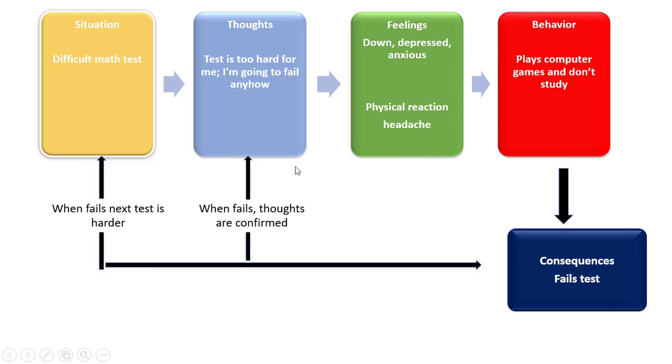Perhaps if Alfred had studied, he would have passed, but he will never know. He will take his failure as evidence that he would fail anyhow. And also, when he fails, the next test will be harder for Alfred. Helping Alfred identify his thoughts and feelings separately starts a process of self-reflection, which is the first step to change in cognitive behavioral therapy.